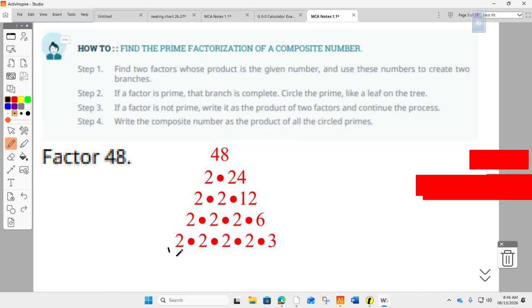So this is your answer, and it's usually acceptable for you to write it in exponential form. You could also write it as 2 to the 4th power times 3. There's 1, 2, 3, 4 2s, right? So either of these would be acceptable.